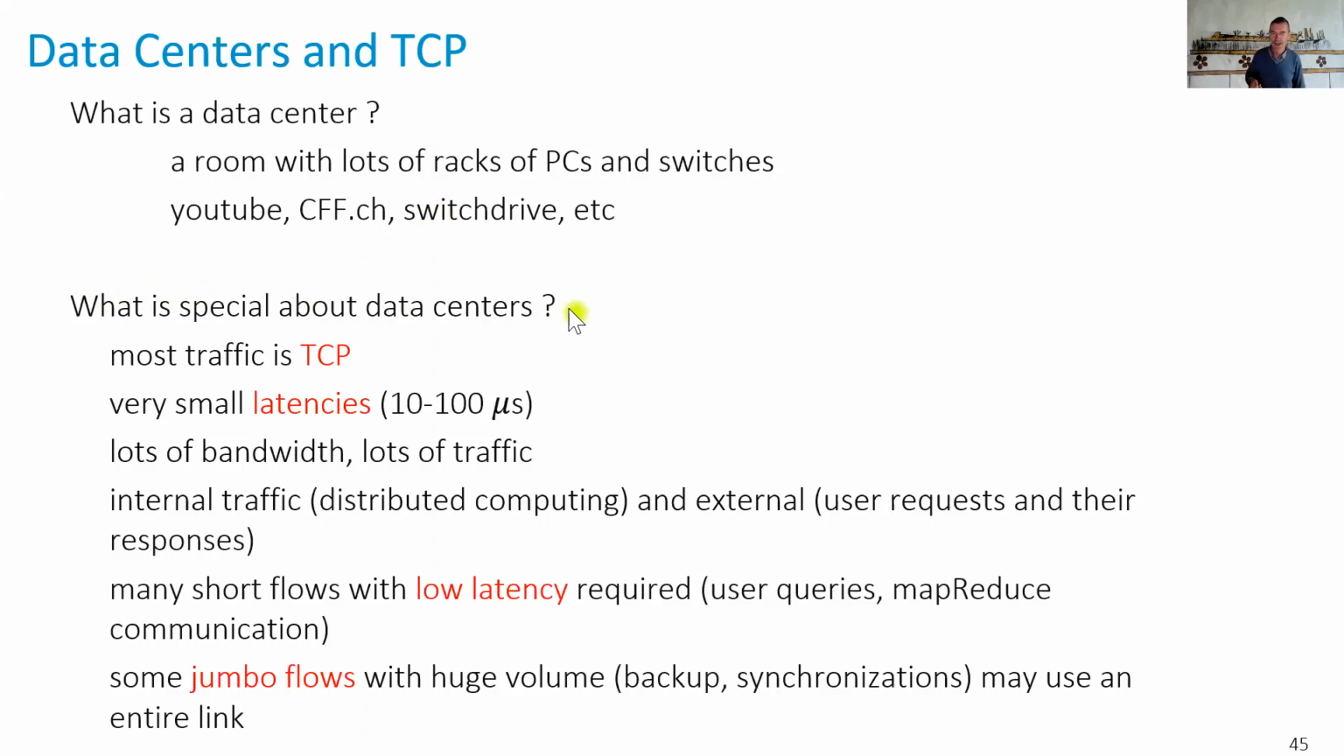What is special about data centers is first that they are in a private environment. So usually one company runs the data center and has full control and can therefore optimize everything inside the data center. Today, most traffic in data centers is TCP with very, very small latency, well below the millisecond. The bandwidth is huge, and the traffic volume is also large, with essentially two types of traffic. The external traffic, this is the traffic between customers and the data center, and internal traffic, that's the back end.